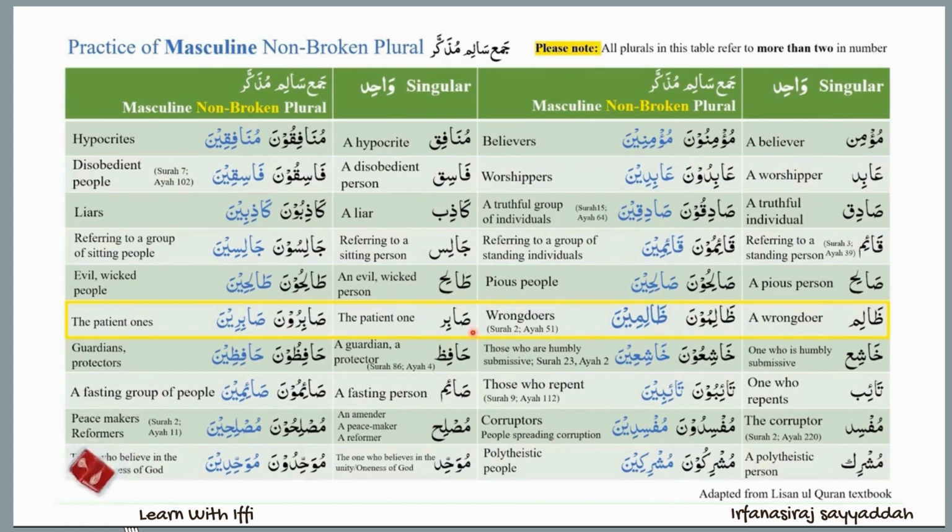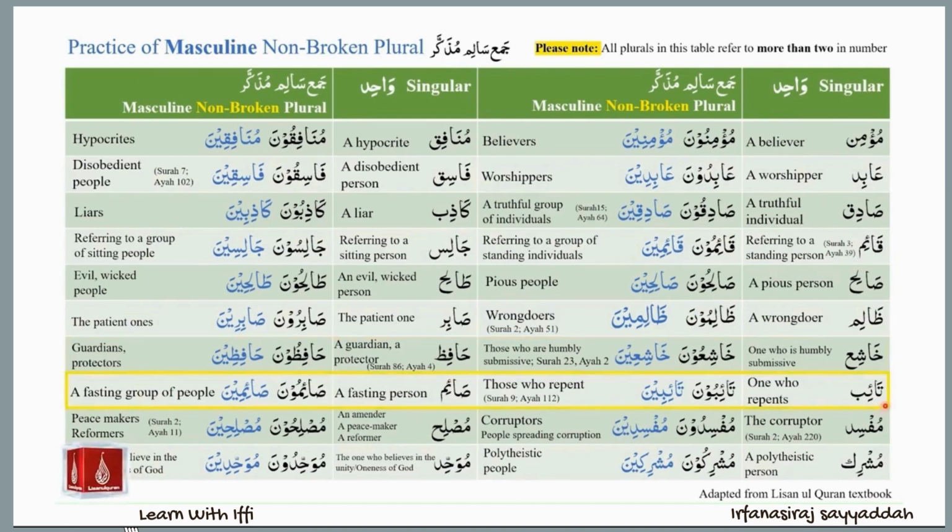Sabir is the patient one. Sabiruna, sabirina. Khashe is someone who is humbly submissive. Khasheuna, khasheina. Hafiz is a guardian or a protector, and the plural are hafizuna, hafizina. Taib is the one who repents, and for plural or for those who repent, taibuna, taibina. Saim is a fasting person or a person who observes the fast. Saimuna, saimina.